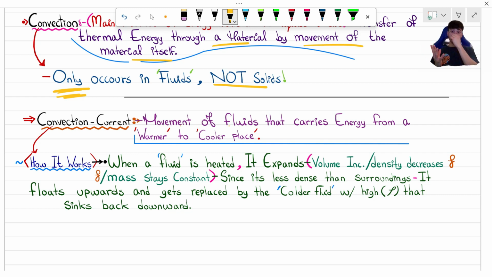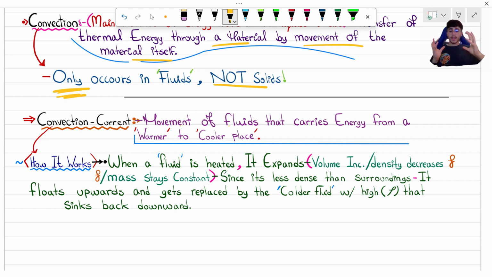Now, since this material is less dense than its surroundings, it's going to float upwards and be replaced by the colder one above it with high density that will sink down. So again, let's take air for example. Air is a very good example. Air is a fluid. Air is a gas, which is a fluid. As we heat air, the air is going to expand. This will increase the volume, decrease the density, and mass is the same. Since the density of this air is going to decrease, now we know less dense things float up and heavy dense things come down.